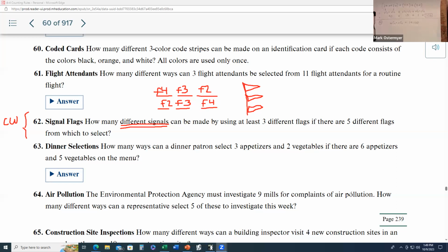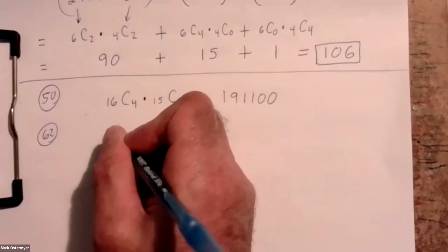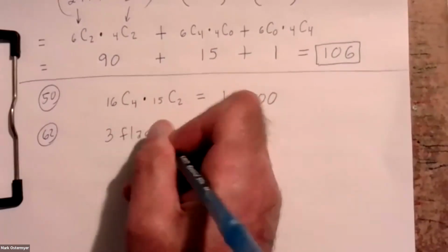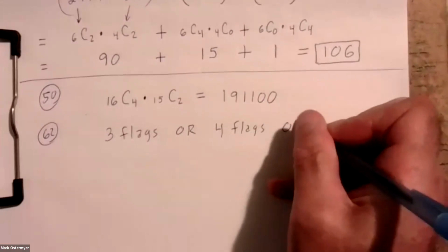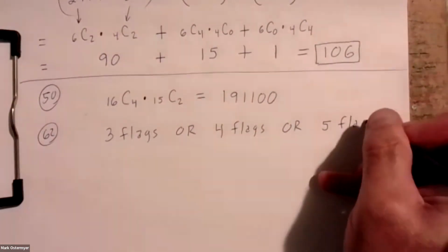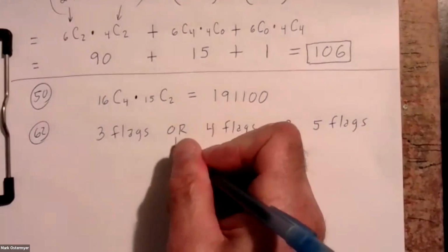So do you agree the words "at least 3" indicate that we could have a signal that consists of 3 flags, or one that consists of 4 flags, or one that consists of 5 different flags? That's what at least 3 means. We have to account for all those. So that's something we need to understand. Therefore, we could have 3 flags, or 4 different flags, or 5 different flags. "Or" means we're going to be adding things together.